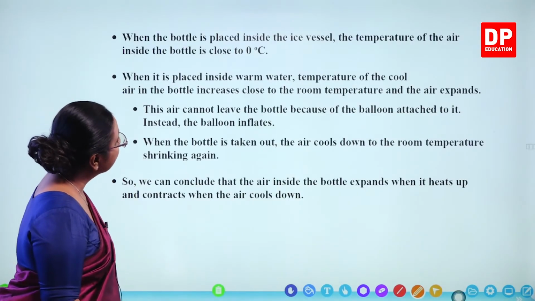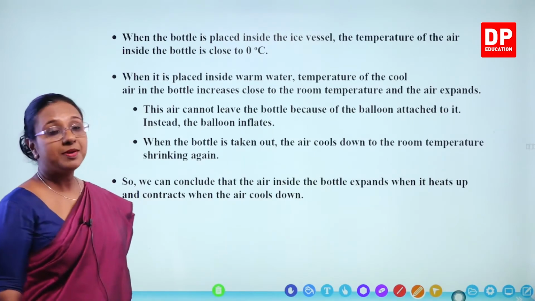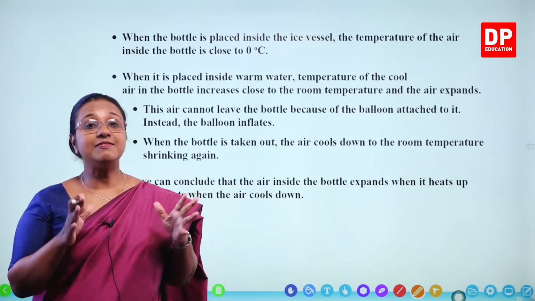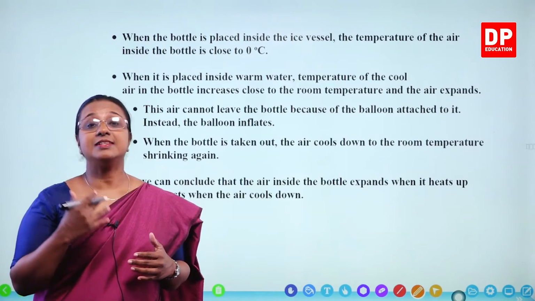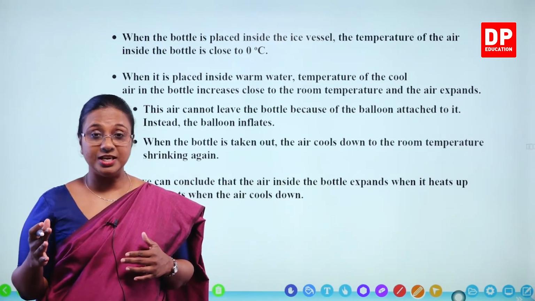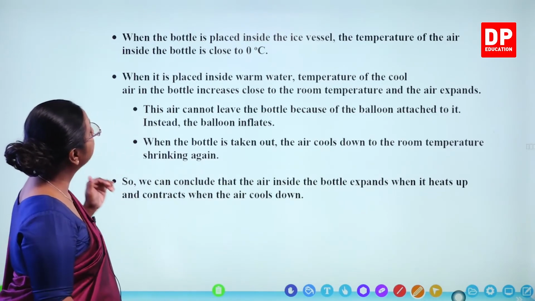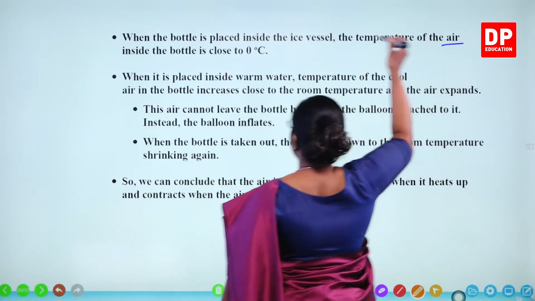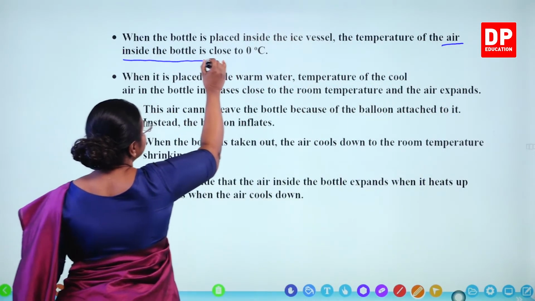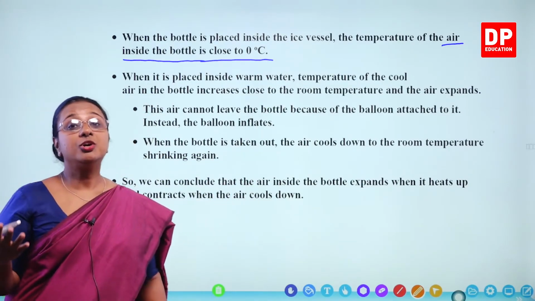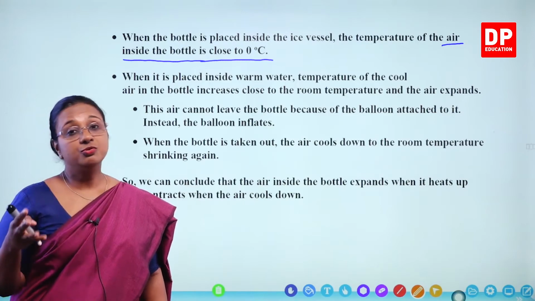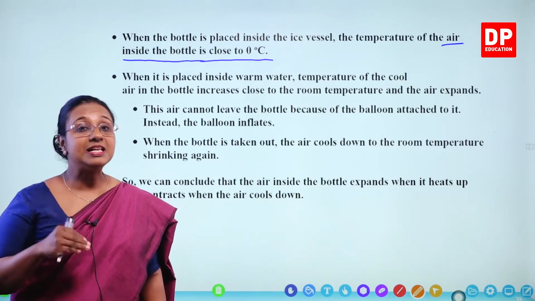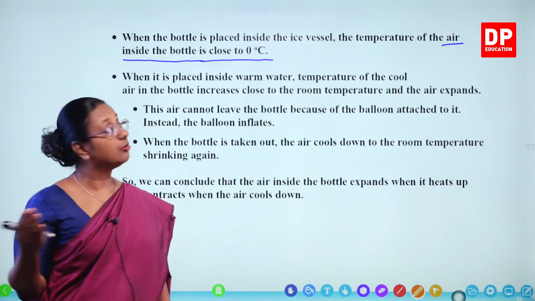When the bottle is placed inside the ice vessel, the temperature of the air inside the bottle is close to 0 degrees Celsius. In the vessel we had ice and water, so the ice is at its melting point, that is 0 degrees Celsius. Because of that, the bottle and the air inside also become cooler. But we cannot say that the air inside the bottle is 0 degrees Celsius, but it will be close to 0 degrees Celsius. Maybe 2 or 3 degrees Celsius will be the temperature of the air inside the bottle. But still that is a very low temperature compared to the room temperature.